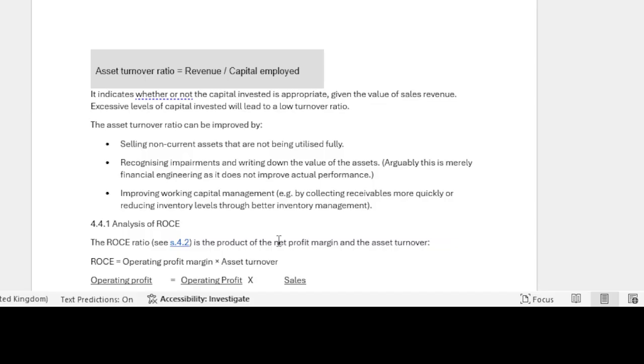We can also get the ratio better by improving working capital management. For example, ensure that you collect the receivables as fast as you can, or reduce the amount of money that you're putting in inventory, like having too much inventory that is not necessary for that particular moment. So that's the way you can improve the asset turnover ratio.